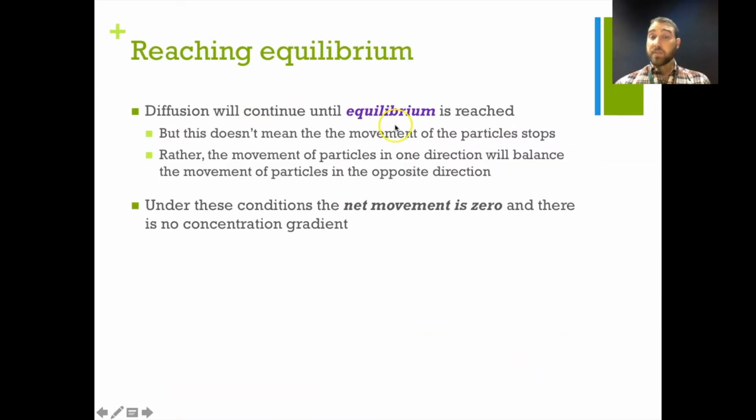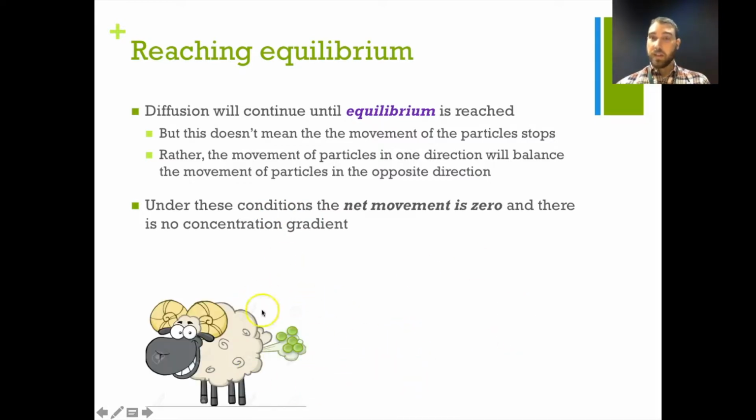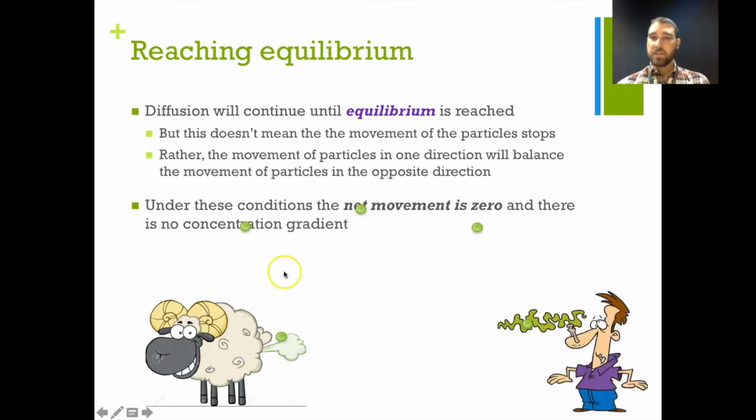Now, diffusion continues until equilibrium is reached, so the same concentration in your space. It doesn't mean that the movement of the particles stops, it just means that the concentration doesn't change from one place to another. So once we've reached equilibrium, there's the same concentration everywhere, there's no concentration gradient. So with our sheep fart, the sheep farts, the molecules move out, and then they keep on moving, but we get the same concentration over the same amount of space.